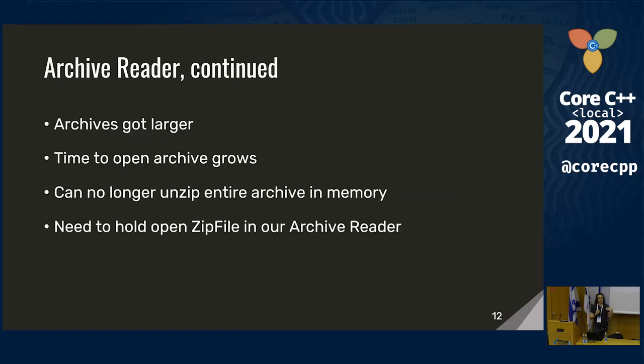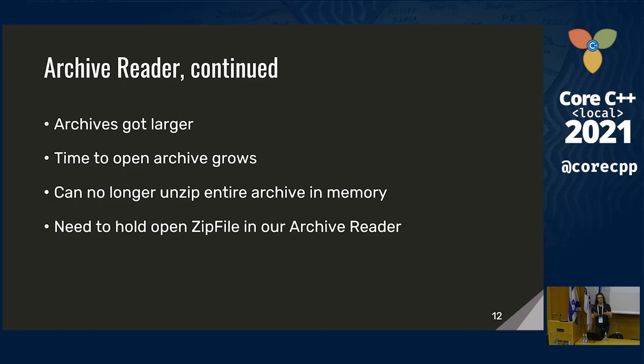Now, what happens with real code over time is that things change. In my example, the archives we were using got a lot bigger. From something that we could just expand in memory and be fine with that, it got so big that it could no longer be contained in memory. This means that instead of unzipping everything ahead of time and just asking for the part we need, we need to unzip it only when we actually need the information.